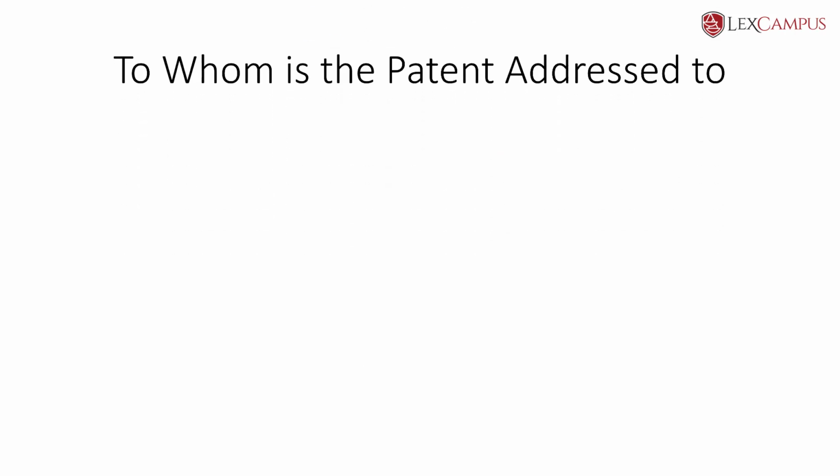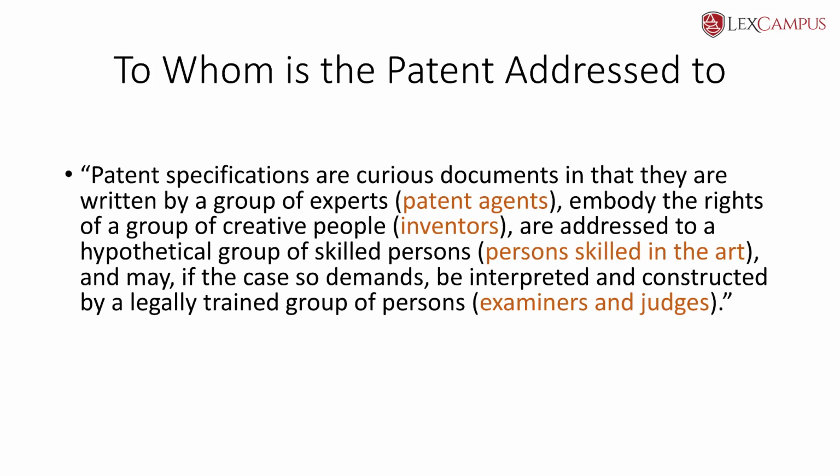To whom is the patent addressed? The patent is addressed to a variety of people. I had mentioned this when I wrote my first book in 2007. Patent specifications are curious documents in that they are written by a group of experts, patent agents, embody the rights of a group of creative people, inventors, are addressed to a hypothetical group of skilled persons, whom we call the persons skilled in the art, and may, if the case so demands, be interpreted and construed by a legally trained group of persons, examiners and judges.